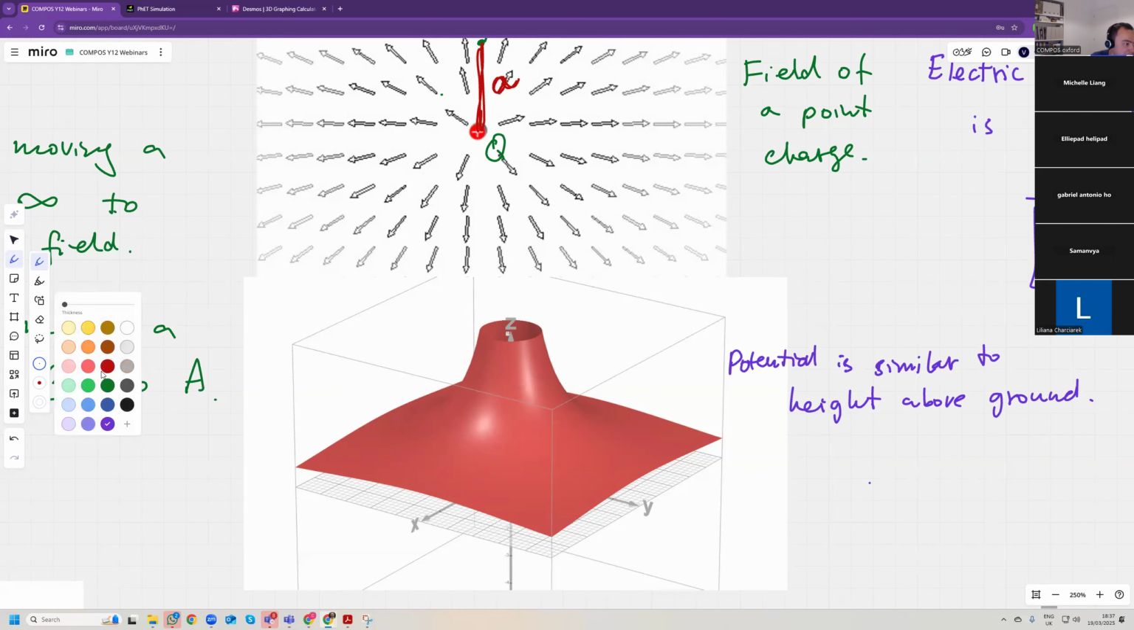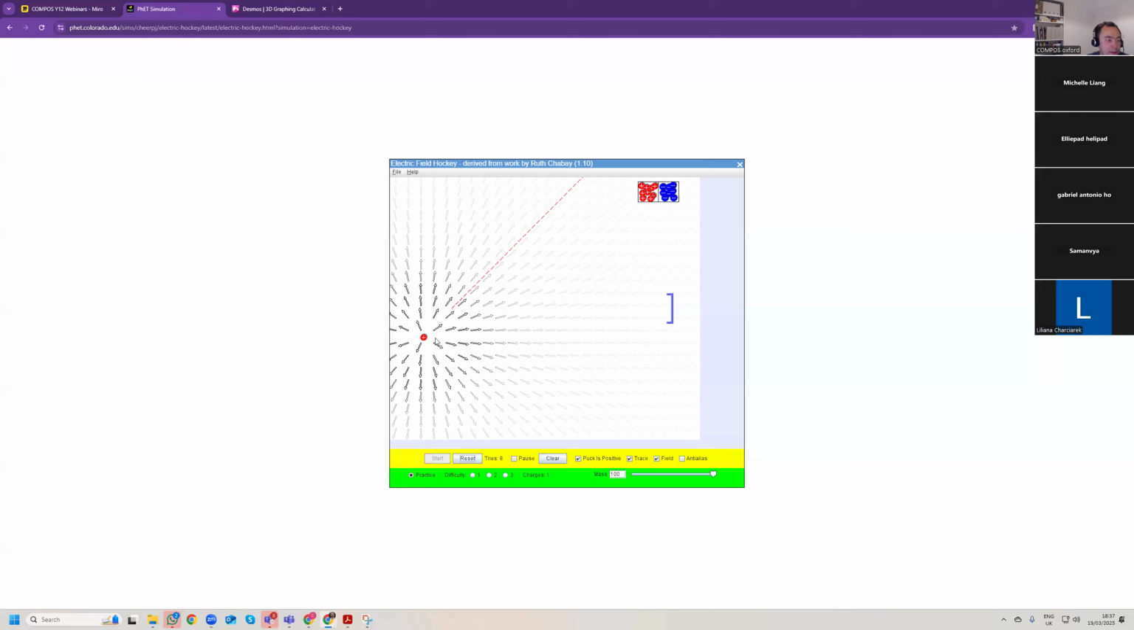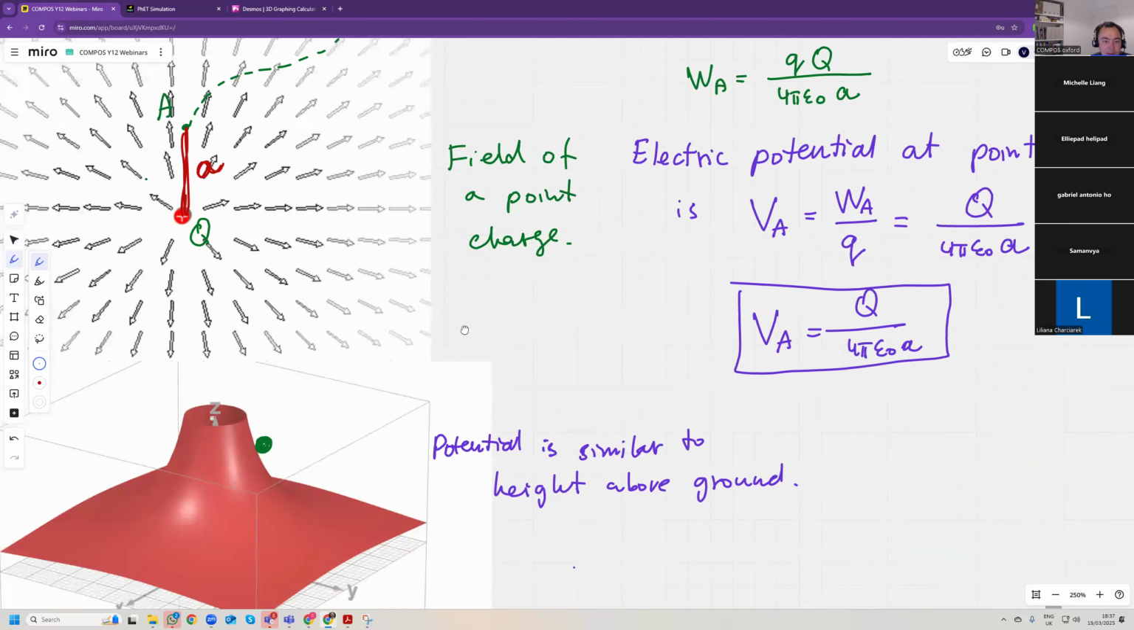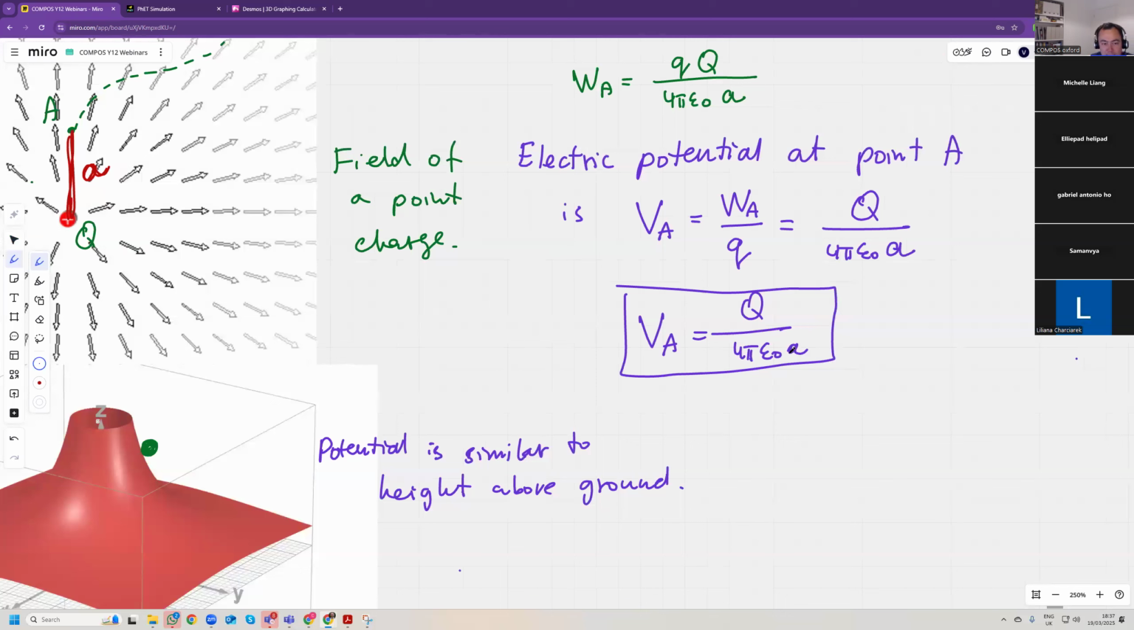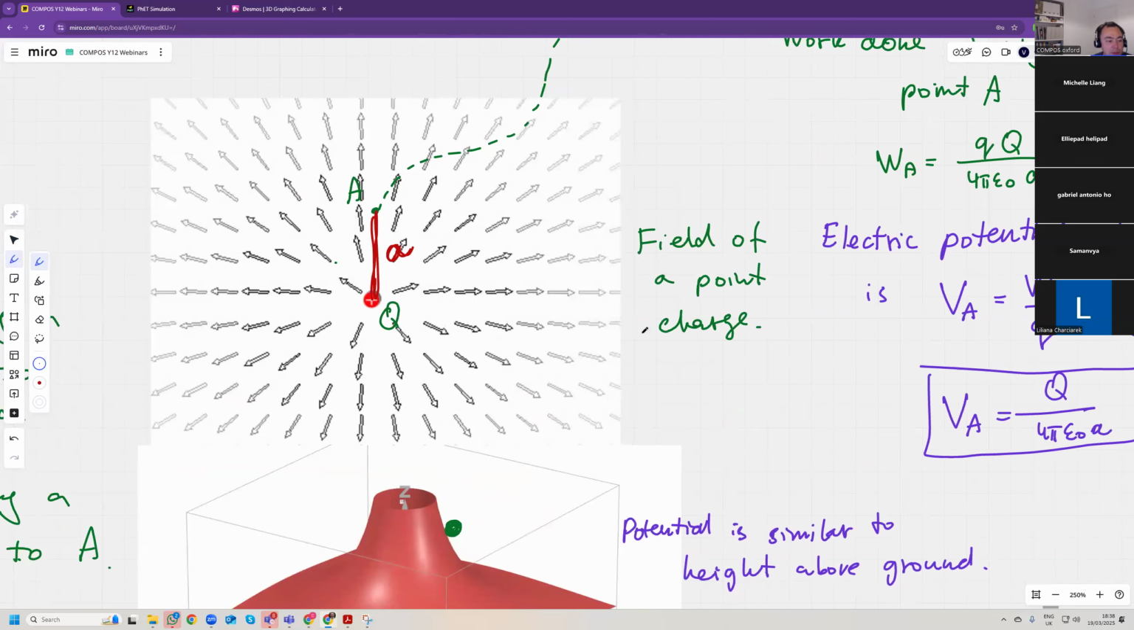If you place a ball right here, it has potential energy. If you release it, it will roll down. And it's the same reason why this charge placed into a field does the same. So the field has declining potential. You see the potential gets smaller as distance gets further away. So if you place a charge, it will roll backwards.